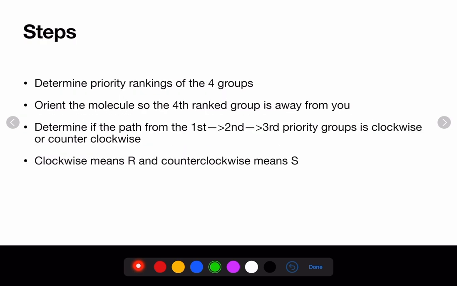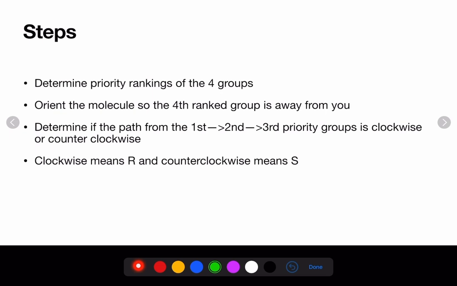To determine if a molecule is R or S, we first have to look at the 4 groups and determine the priority. Atoms with a higher mass get higher priority. You then want to orient the molecule such that the 4th ranked, lowest priority group is facing away from you. You then determine the path from the 1st to the 2nd to the 3rd group to see if it's clockwise or counterclockwise. If it's clockwise, it's R, and counterclockwise means it's S.